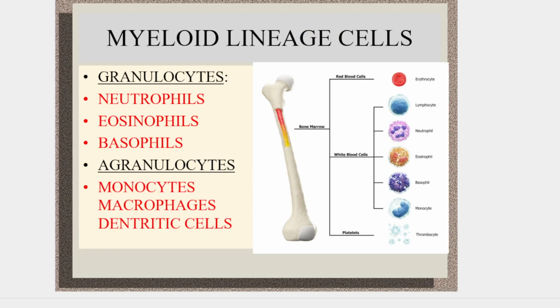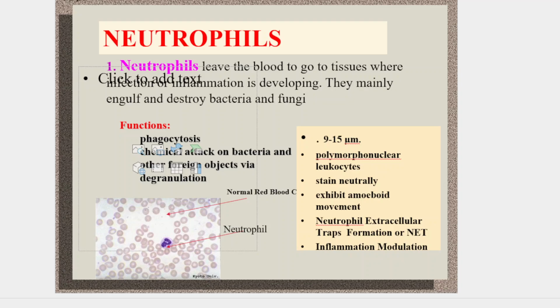Now we are moving on to the myeloid lineage cells. We are going to see about the structure of neutrophils. Neutrophils are the most abundant type of white blood cells, making up 50 to 70% of circulating leukocytes in humans. They are characterized by their size, nucleus, cytoplasm, organelles, and their own mobility.